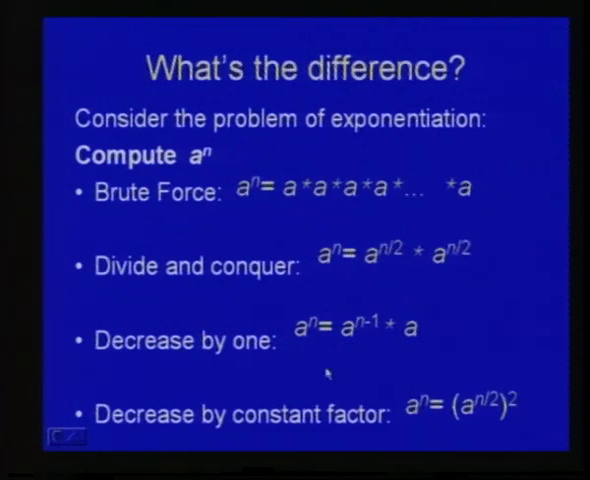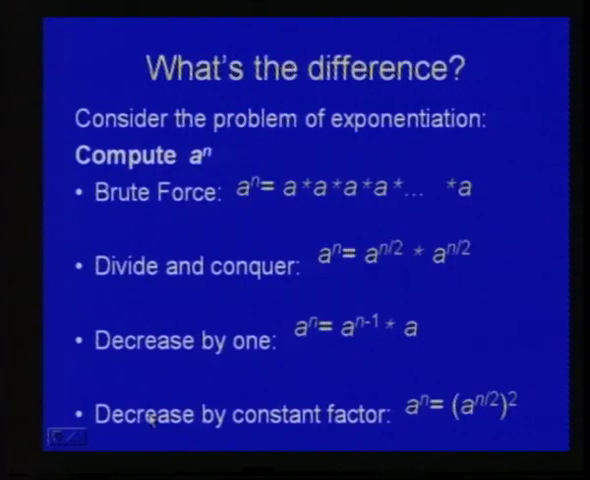Now, decrease by constant factor is a to the power of n is equal to a to the power of n by 2 the whole square. So, this is by a constant factor you are trying to decrease. So, this is a typical example of how the problem of exponentiation is dealt with in an algorithm design sense by the brute force method, divide and conquer method, decrease by 1 method, and decrease by constant factor method.